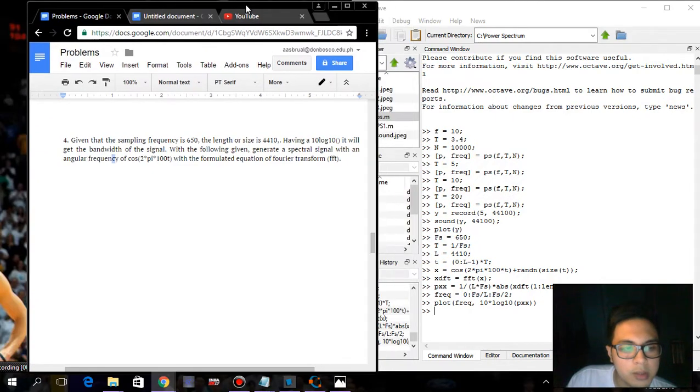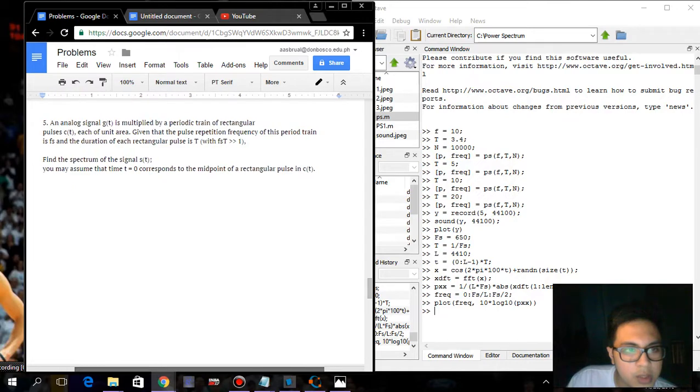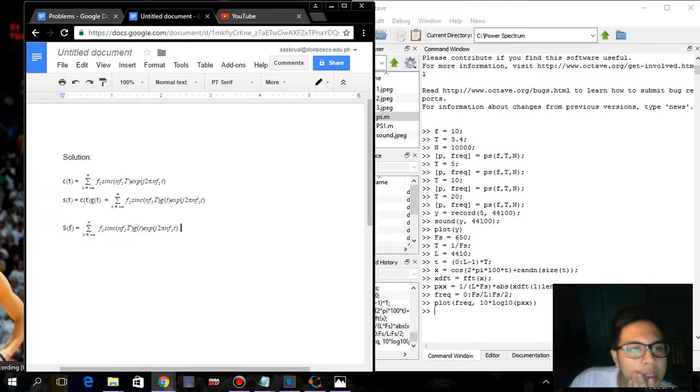So moving on, an analog signal C of t multiplied by the G of t. We are asked to find the spectrum of signal C3 and assume that t is equal to 0, which corresponds to the midpoint. My solution for that is this one.